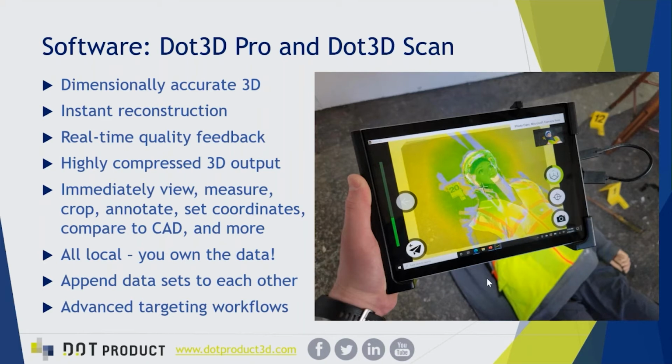It delivers a highly compressed output format, so it makes things really fast and convenient, not only in our software, but in several third-party applications, including IQ3, that have implemented our partnership in order to read that .dp file format directly. Oftentimes for a small room scan, our 3D point cloud scans can be so small they can even be attached to an email. Once you've finished your scan, you can immediately view, measure, crop, annotate, set your coordinate system, compare directly to 3D CAD and more, all directly from within our Dot3D software.